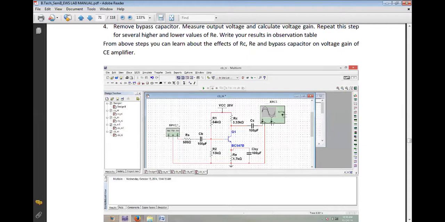This is known as a function generator, which is required to give the input signal, that is the input AC signal we are supplying. And we are going to observe the output on the CRO, which is mentioned over here, XSC1. So on the CRO, we are going to measure the output signal. And Vout over Vin, this ratio is going to represent the gain of this common emitter amplifier.